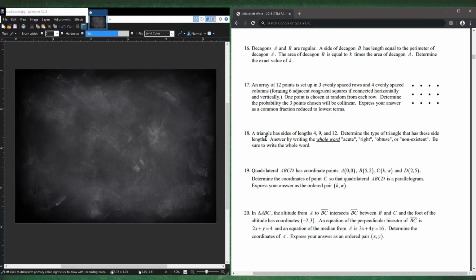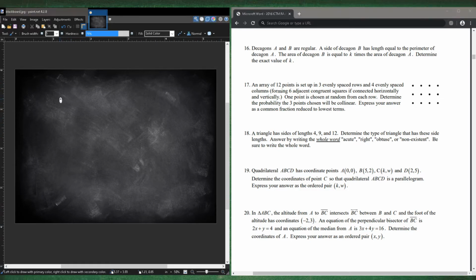Okay, number 17. The array of 12 points is set up in 3 evenly spaced rows and 4 evenly spaced columns. One point is chosen at random from each row. Determine the probability that the 3 points would be collinear. Let's draw it out. We have 4 points in each row.